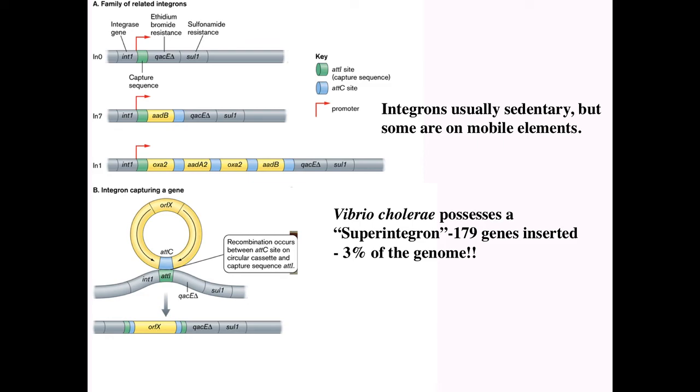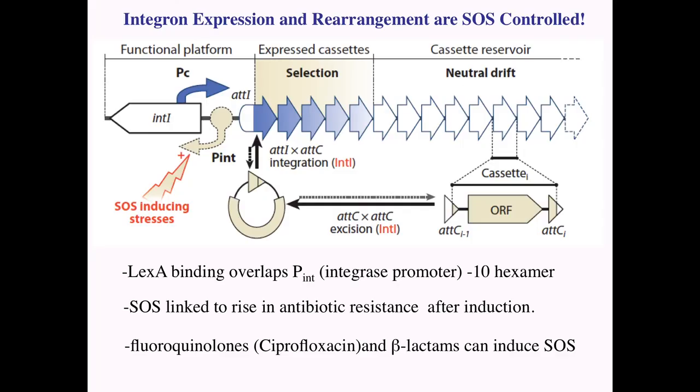One, in particular, is really important for medical reasons, but it's also just the biggest integron ever. It's actually been referred to as a super integron, although I think people are getting away from that term. But Vibrio cholerae, the bacteria that causes epidemic cholera, which is sadly raising hell in Haiti right now, has 179 different genes inserted behind it. It's more than 3% of the total genome that is part of this super integron of Vibrio cholerae.